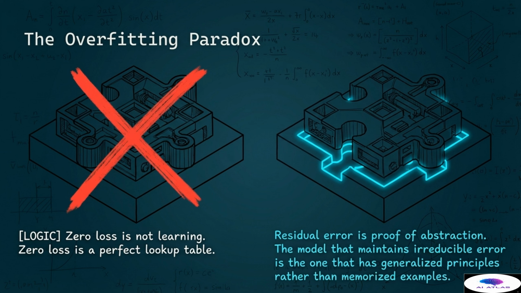This is why we use techniques like regularization and validation sets to ensure the model stays in the zone of abstraction. If a model fits the training data too perfectly, it loses the ability to be useful in the real world. We are looking for the sweet spot where the model understands the rules of the game without having to remember every single move that was ever played.